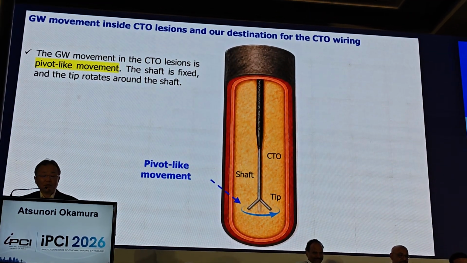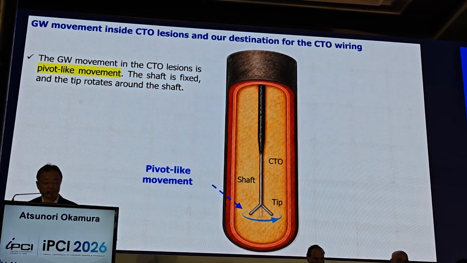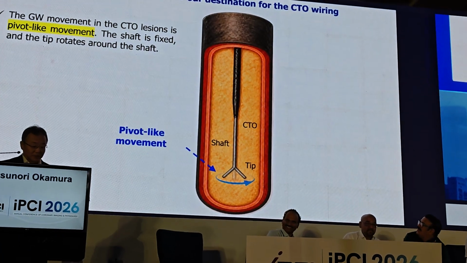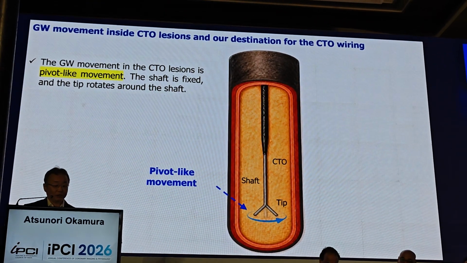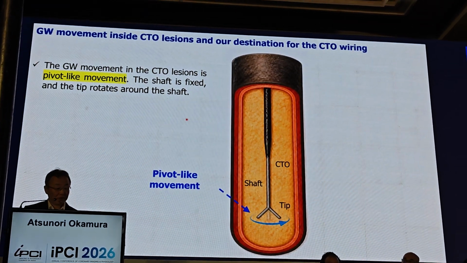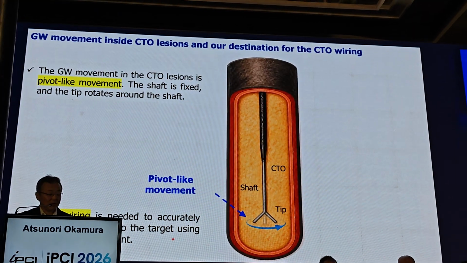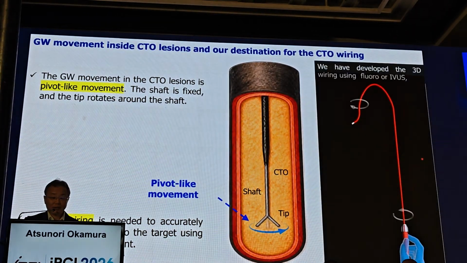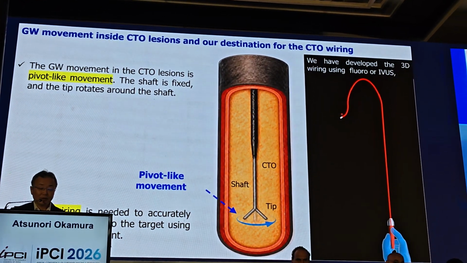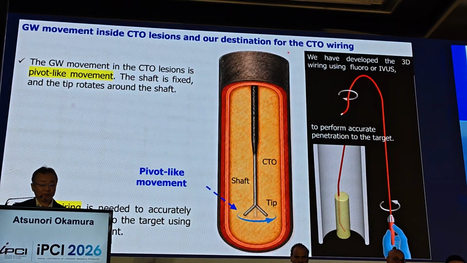The guide wire movement in the CTO region is pivot-like movement. The shaft is fixed and the tip rotates around the shaft. Maybe it's better to use the laser pointer. Pivot-like movement. Then 3D wiring is needed to accurately navigate the guide wire tip to a target using this pivot-like movement. We have developed 3D wiring using fluoro and IVUS to perform accurate penetration to the target, like this one.